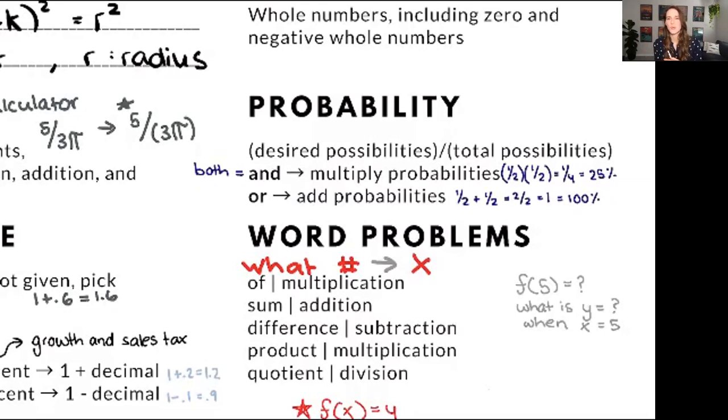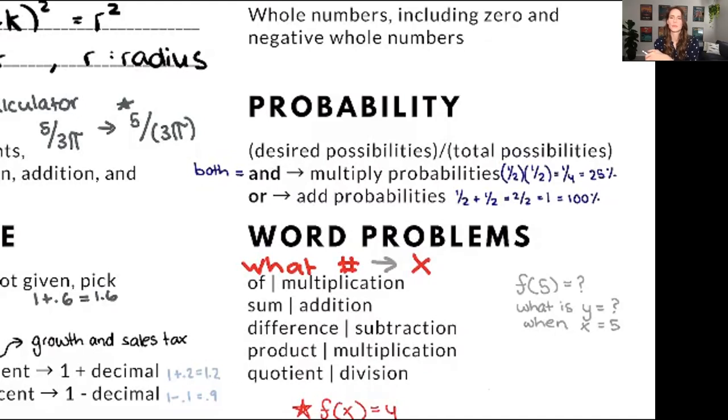So if the individual probability of each one is 50% or 1/2, I would take 1/2 times 1/2, which gives me 1/4, which gives me 25% probability of having both tonight, cookies and ice cream. If I ask a probability question that's an "or" question, I add the individual probabilities. So I'm going to get a bigger combined probability than if I had an "and" question.